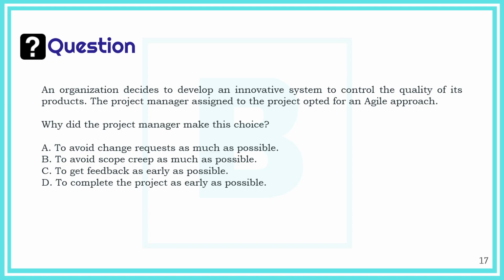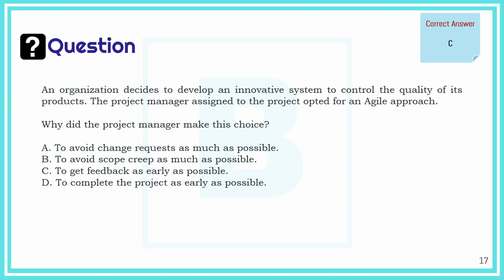Why did the project manager make this choice? To avoid change requests as much as possible, to avoid scope creep as much as possible, to get feedback as early as possible, to complete the project as early as possible. Now, if the project manager opted for agile, that's because they would like to get feedback as early as possible so they can adapt to whatever changes.